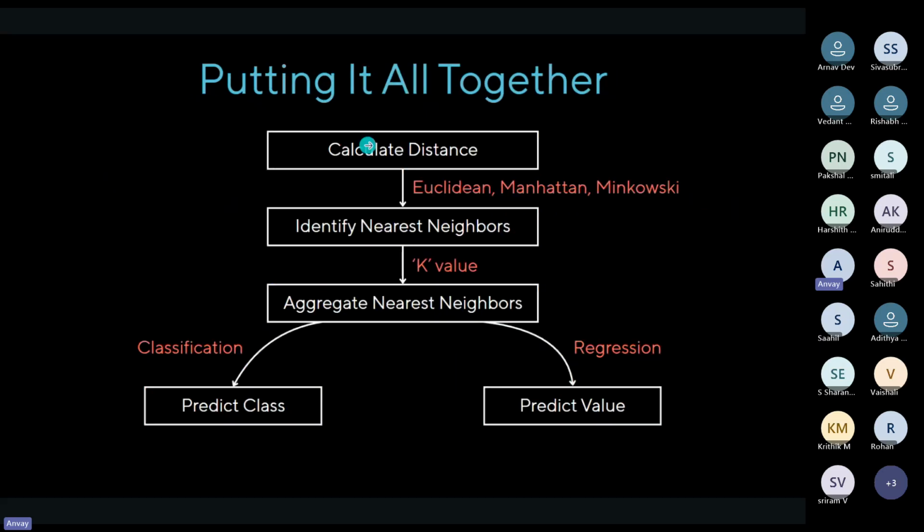So, putting it all together, this is a very simple algorithm. You first calculate the distance via distance metrics: Euclidean, Manhattan, Minkowski, and there are multiple more. You identify your nearest neighbors via a k value, you aggregate them, and then depending on classification or regression, you either predict the class via voting, or you predict the value via averaging.